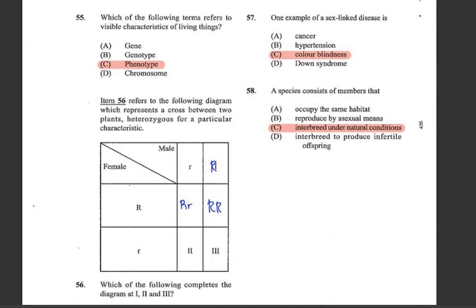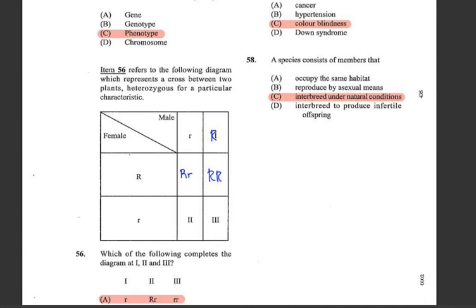Alright. Number 55, which of the following terms refers to visible characteristics of living things? We'd have the phenotype. So the phenotype would be C.